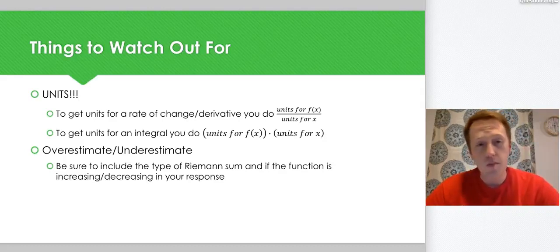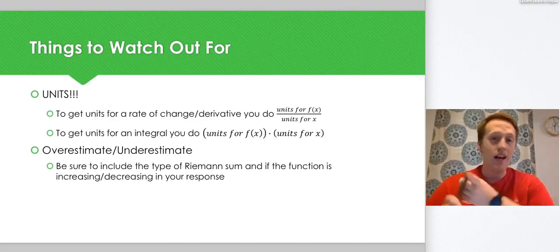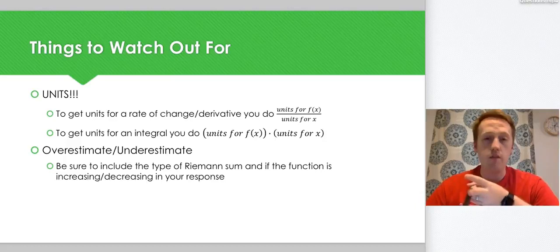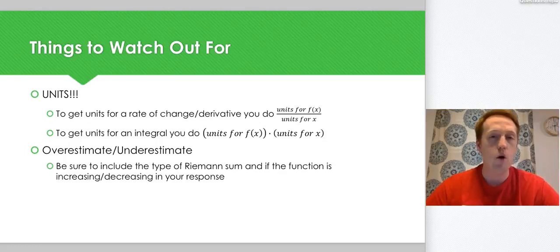With overestimate and underestimate, make sure for part of your explanation that you include what kind of Riemann sum you did and if the function was increasing or decreasing. Those two things are critical when explaining whether a left or right Riemann sum overestimated or underestimated. Remember, we can also do trapezoidal based on concavity.